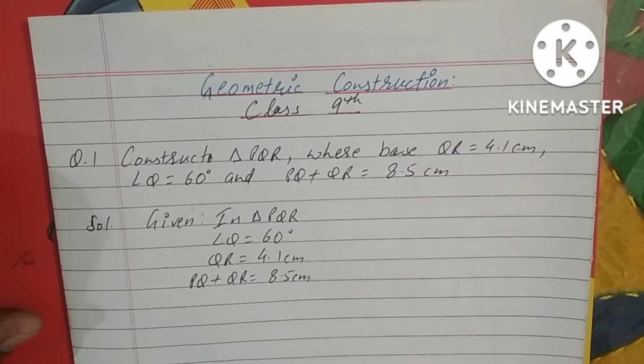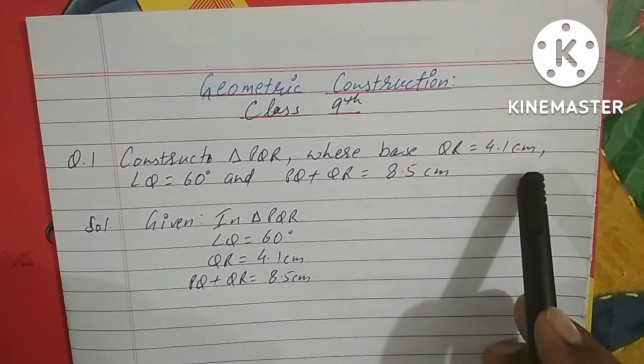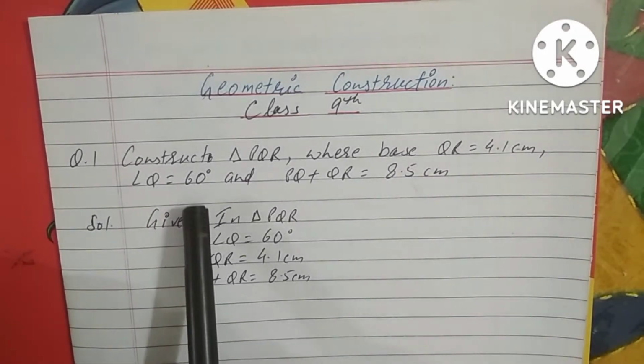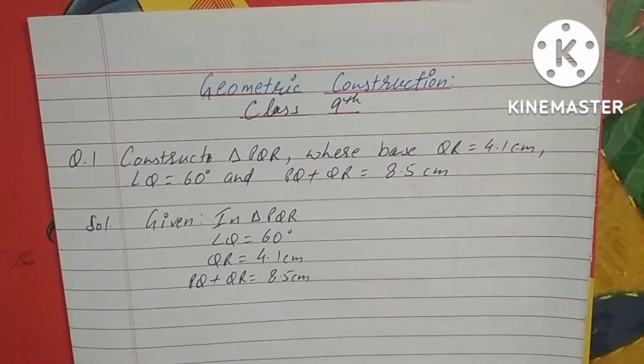Today we are going to study geometric construction, that is of class 9th, and the question is construction of triangle PQR where base QR is equal to 4.1 centimeters, angle Q is 60 degrees and PQ plus QR is 8.5 centimeters. Children, it's very important for us how to start the question.